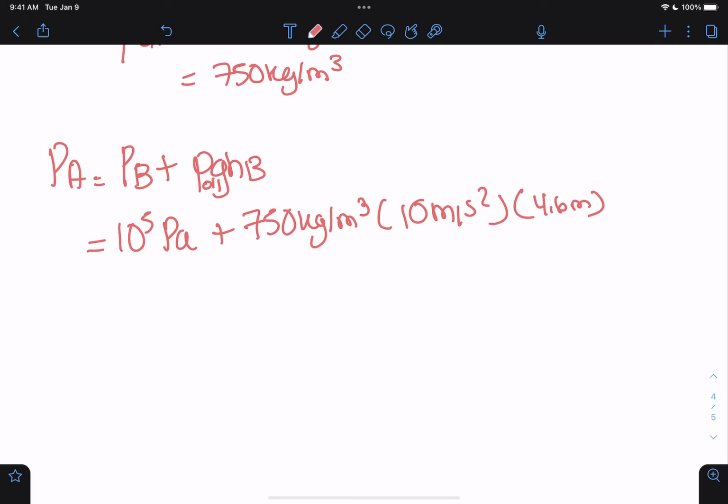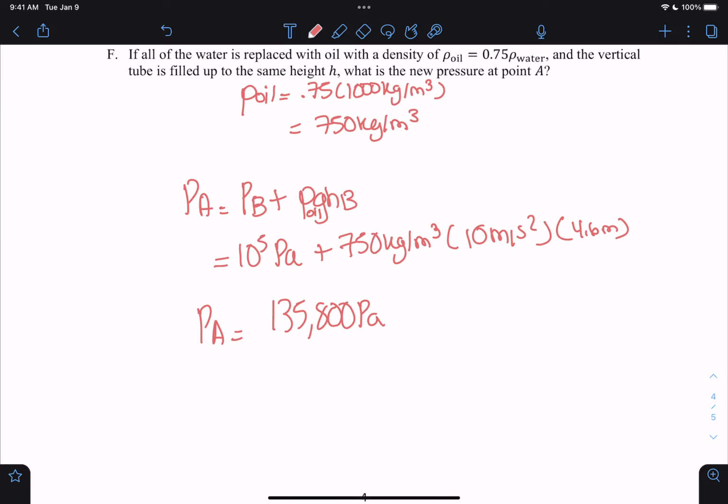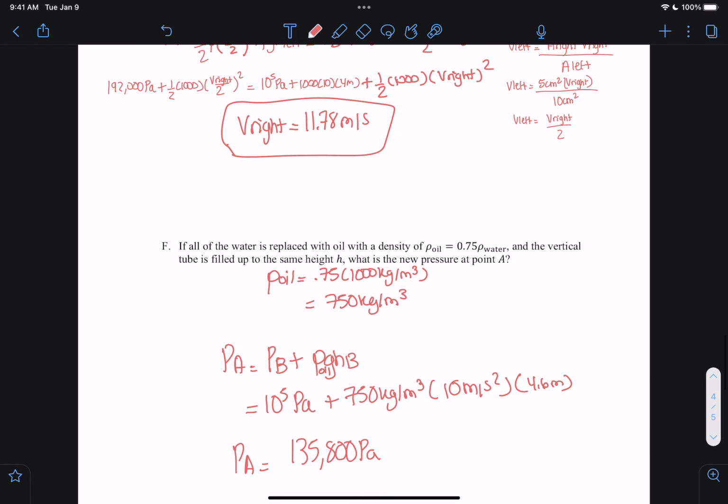So if we do all of that, that helps us figure out pressure at A, which is 135,800 pascals. That's the absolute pressure there at point A.